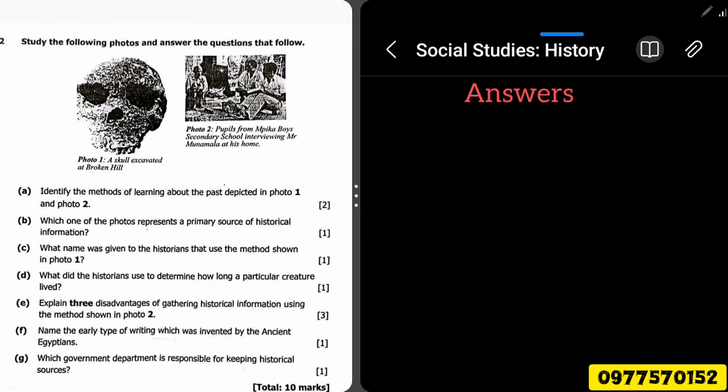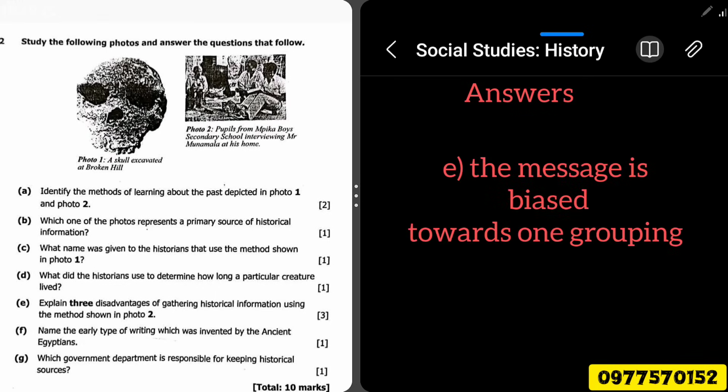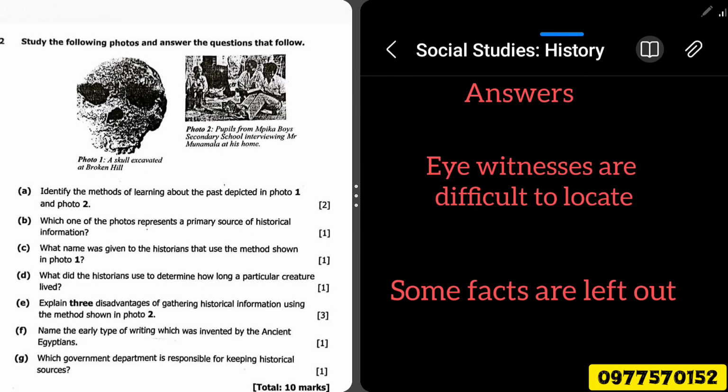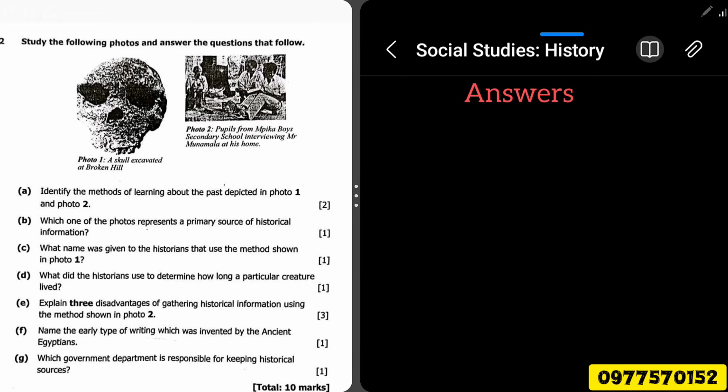Explain 3 disadvantages of gathering historical information using the method shown in photo 2. The method is biased towards one grouping. Some facts are left out. Eyewitnesses are difficult to locate. It depends too much on human memory. There is too much exaggeration. That is the oral tradition.